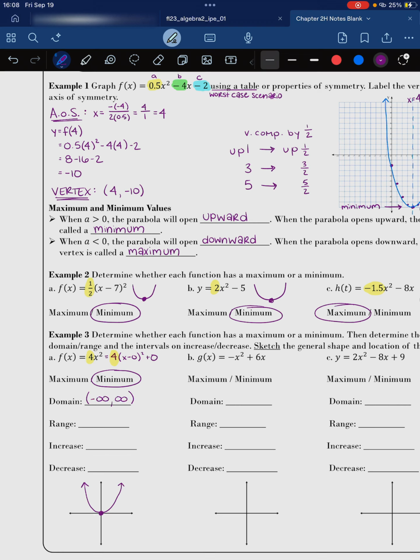My range, this is why it's important to know where the vertex is. My range starts at 0 and it goes up forever.